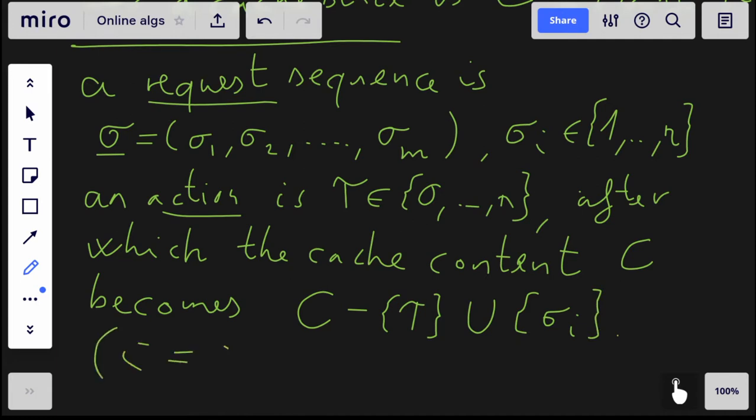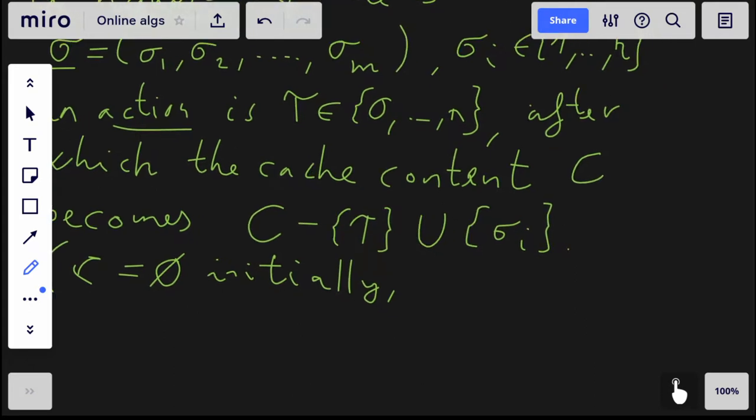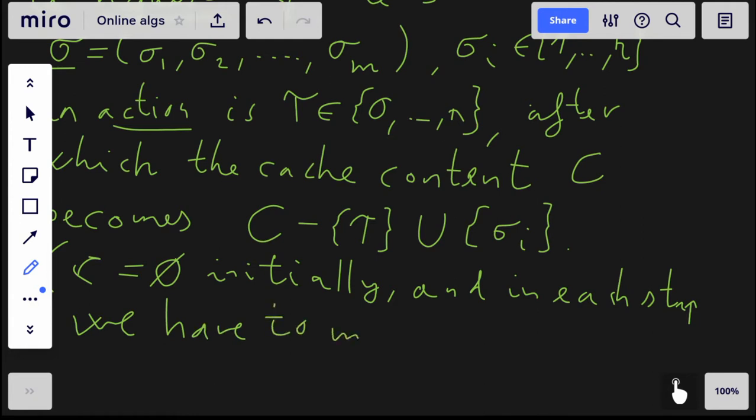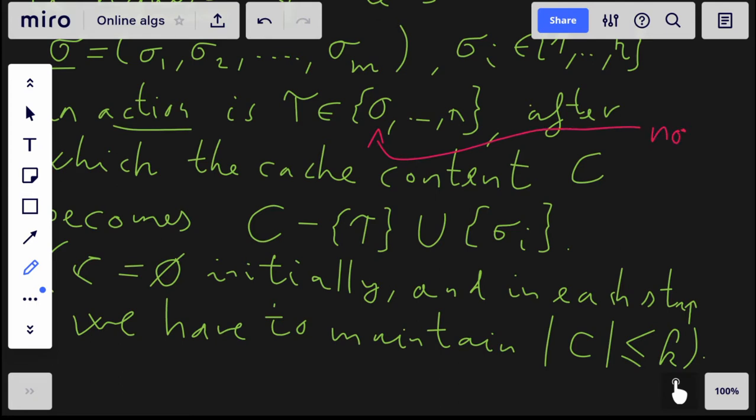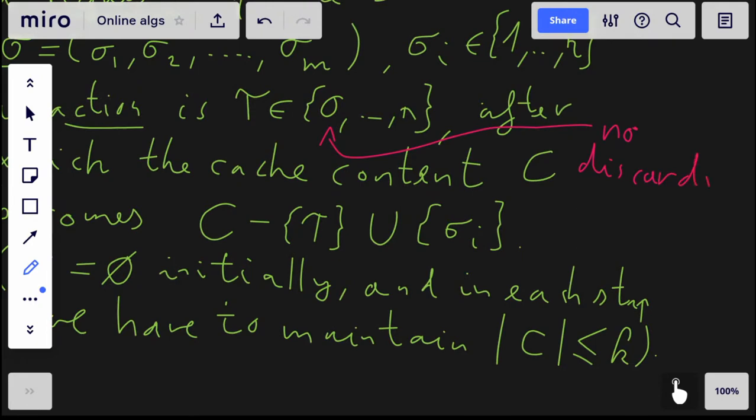C is the empty set initially, the cache is initially empty. And in each step we have to maintain that there are at most k pages stored in the cache. So basically tau equals 0 means that there is no need to discard anything, so we discard nothing when no discard is needed.